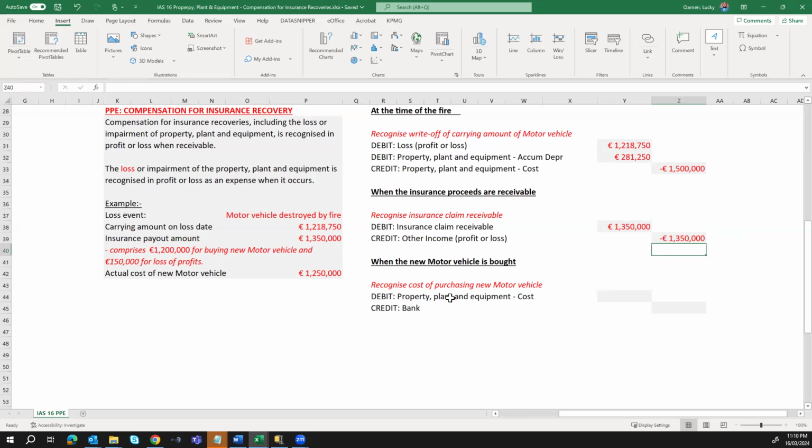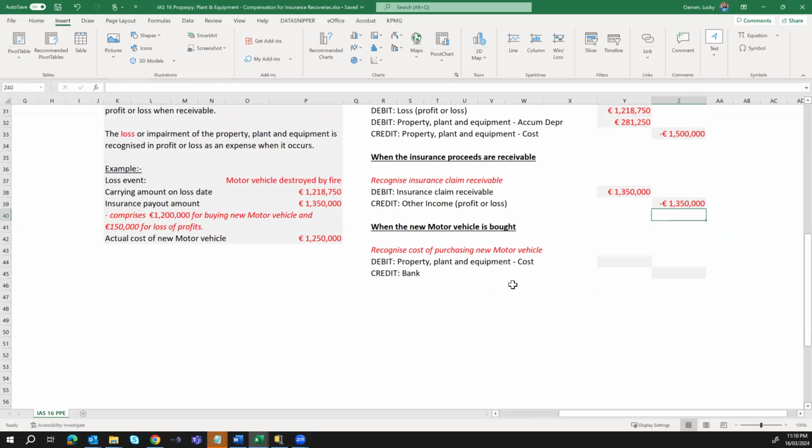Then when you eventually buy the new motor vehicle, you need to also pass the entry for the new cost as well. So this time you need to increase the cost of your property, plant and equipment or motor vehicle by 1.250 million, then you're paying this money out of your bank. All right.